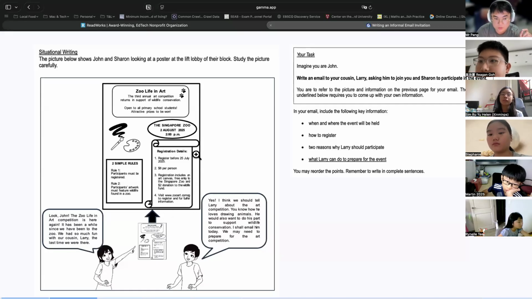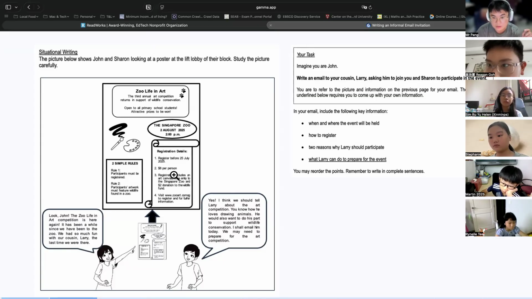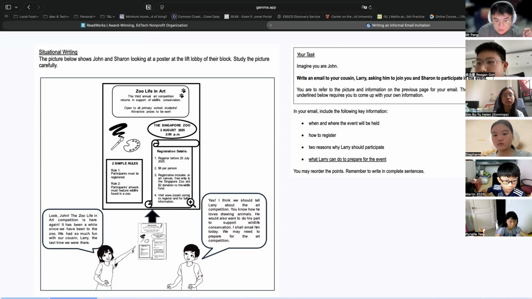Okay. I can include all these details and put them in. Again, I need to give my cousin enough information for him to be able to register himself. So I need to talk about the date he must register before, how much he needs to pay to register, and then what he needs to do to register: to visit the website zooart.com.sg to register and for further information.